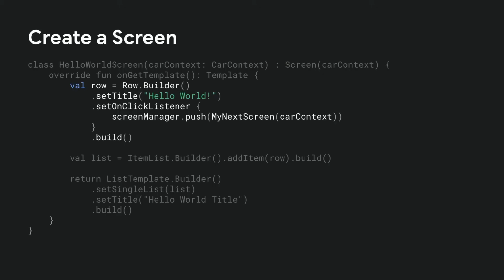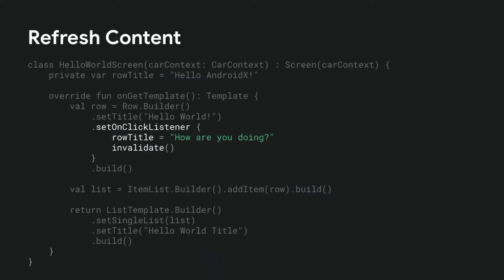We will create a very simple list template with one row of text. First, we create the row object. When the user taps on the row, we use the Screen Manager to push the next screen. Then, we create the list with the row and create a list template.